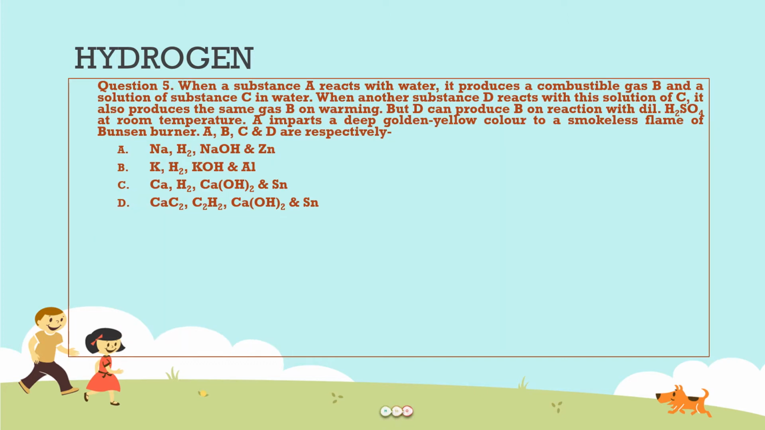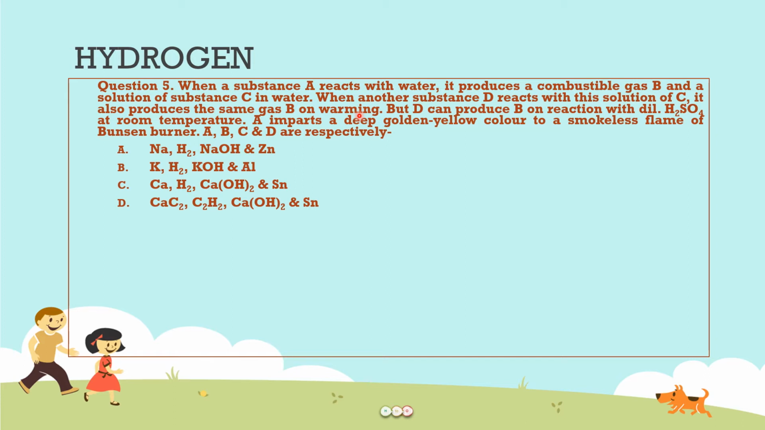Now, how we are going to proceed with this is by reading carefully each and every line. And when you read up to the end, you will get the clue to the question. The question at the end says that A imparts a deep golden yellow color to the smokeless flame of the Bunsen burner. So here you have to remember that all the metals impart a characteristic color. No two colors are going to be the same. That is going to be very important for the identification of these metals which can impart a color to the flame. Therefore you have to learn all the alkali metals and the alkaline earth metals which can impart color to the flame and what the color is. That is going to be very, very important.